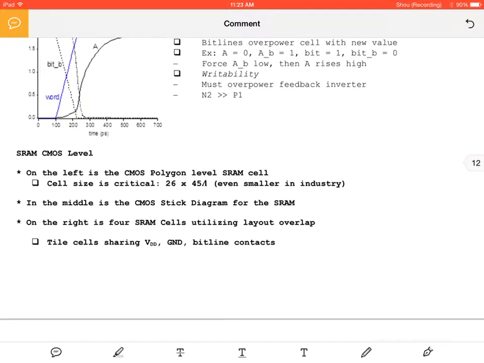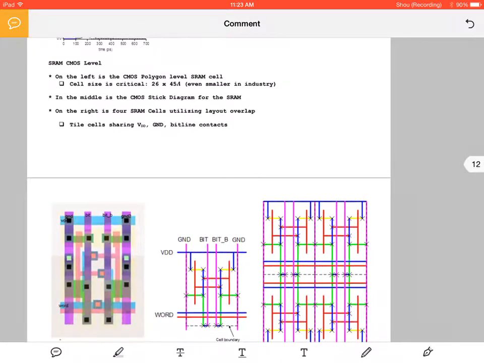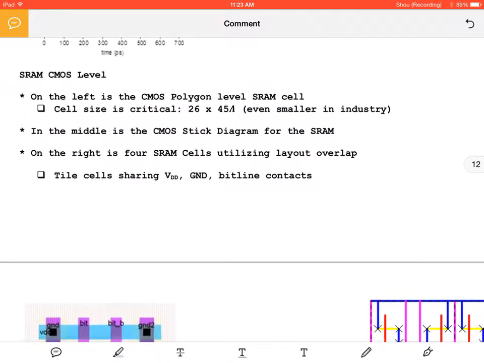So at the CMOS level, let me see if I can. All right, so here I'll just read this out and then I can show you. So on the left is a CMOS polygon level. The cell size is critical, so it's 26 by 45 lambda. However, in industry, they try to make them even smaller because they're trying to compress size because area is often important. But for your scalable CMOS, your lambda-based design rules that you're using in this course, it's 26 by 45.